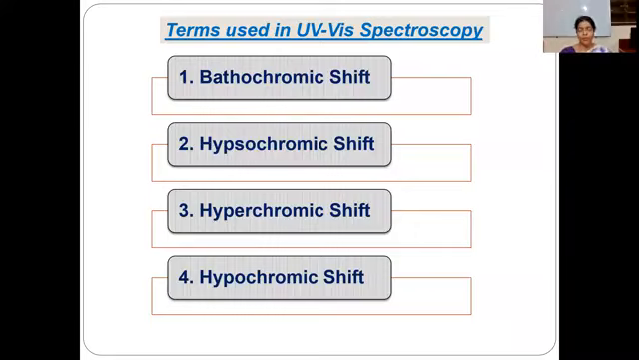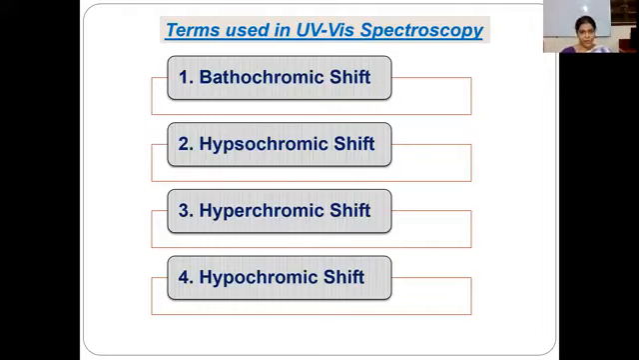Lambda max is the value of wavelength at which a particular compound shows maximum absorption, and epsilon max is related with the intensity of the absorption band. By changing the structure of any molecule or by changing the solvent or medium of the substance, sometimes the value of lambda max and epsilon max may change. These changes are recorded as different shifts. These are known as absorption shifts in UV visible spectroscopy.